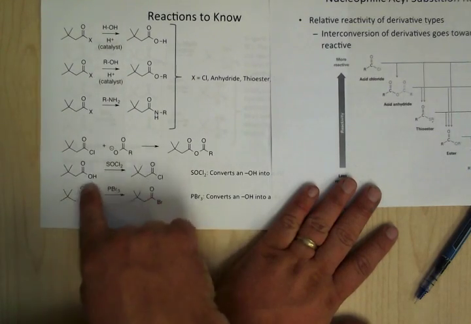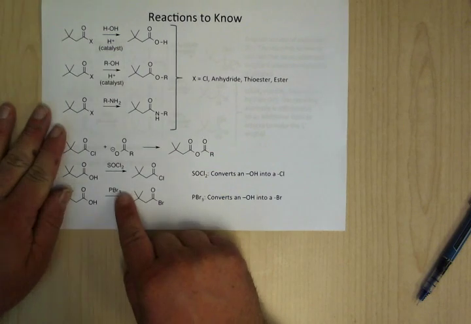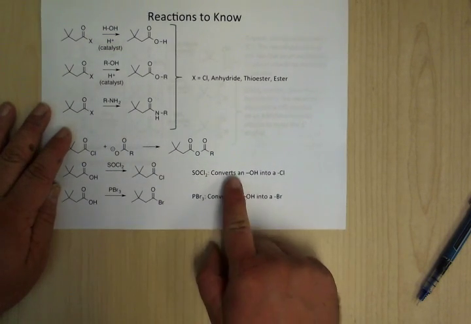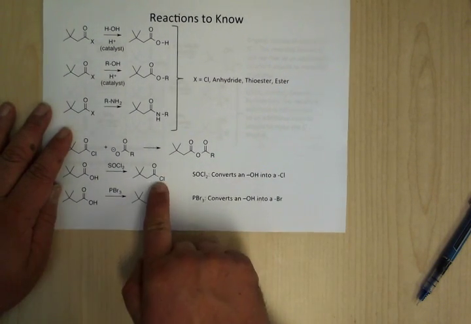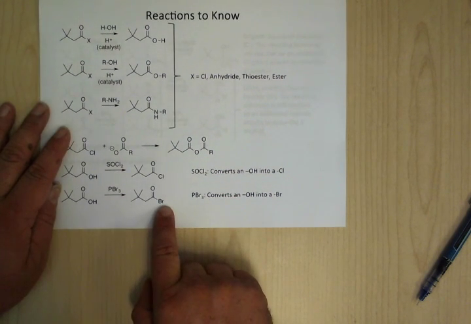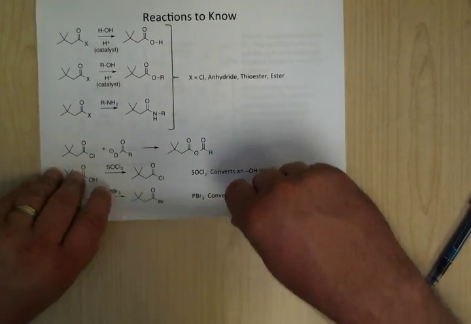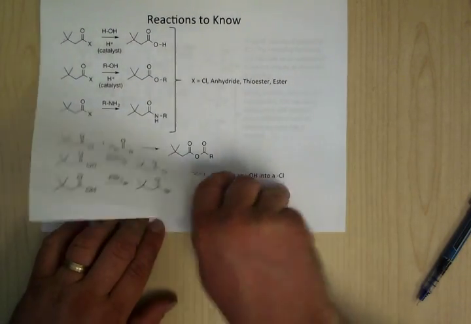Now, how do we make the acid chloride or acid bromide? For those, we use either thionyl chloride, because that converts an OH into a Cl, or PBr3, where it converts an OH into a Br. So that's how we actually make the acid chloride.